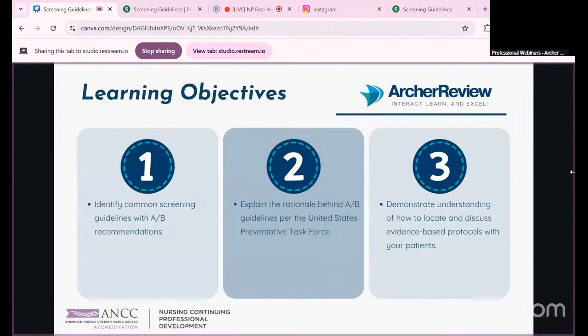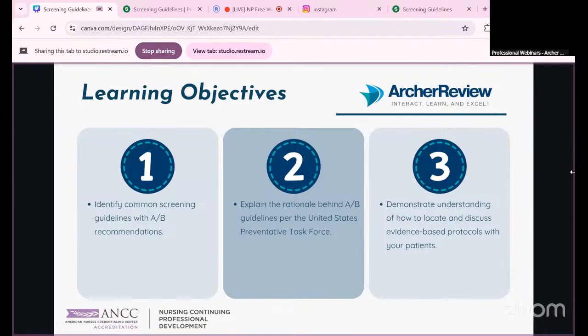So we always want to talk about what we want you to know at the end of our time together. Of course, today we're talking about guidelines and screenings, right? So I want you to identify common screening guidelines with AB recommendations. I want you to explain the rationale behind the AB guidelines per the United States Preventive Services Task Force. And I did put that link in the chat on Zoom. It's just United States Preventive Task Force.com. And I want you to demonstrate an understanding of how to locate and discuss these evidence-based protocols with your patients.